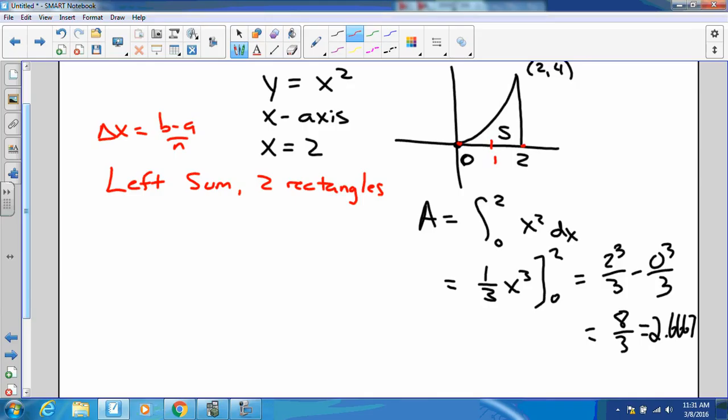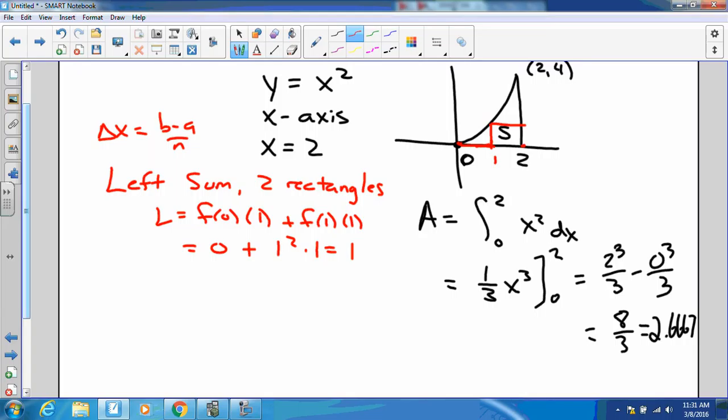And so we're going to compute the left sum as f of 0 times the width of the rectangle, which is 1. That's a disappointing rectangle. Plus f of 1 times the width of that rectangle, which is going to be 1. And there's our left sum right there. We get a left sum of 1. How does that compare to 2.66667? Not even close. It's disastrously off.